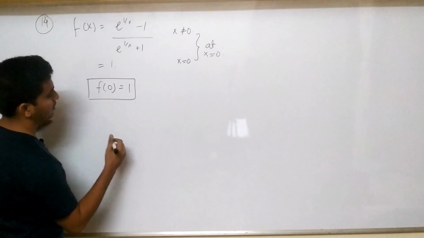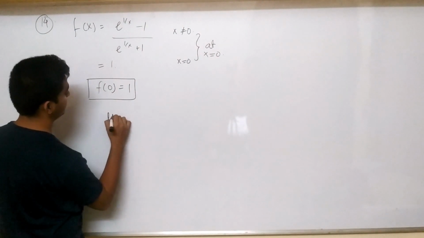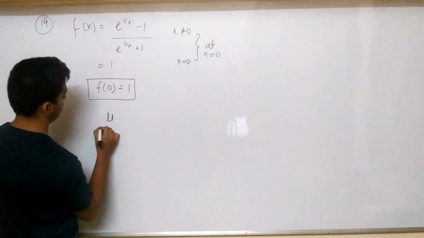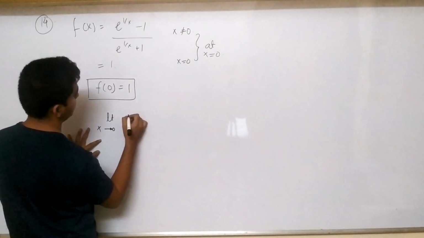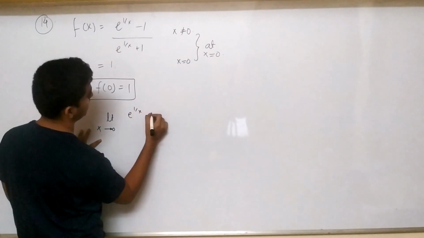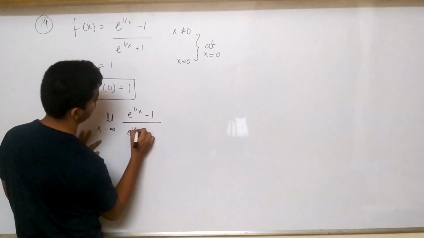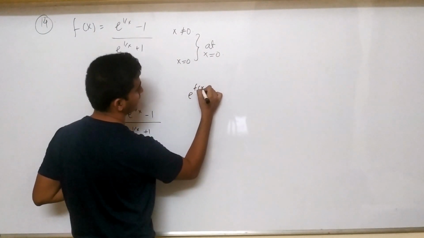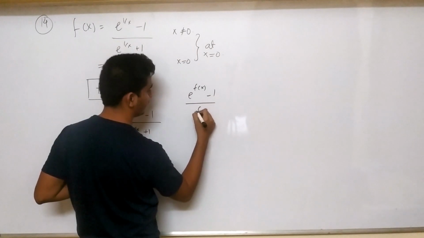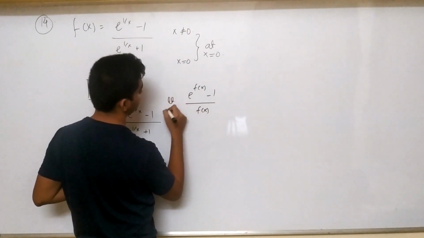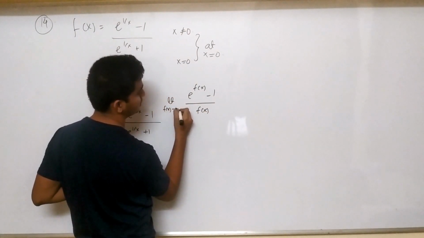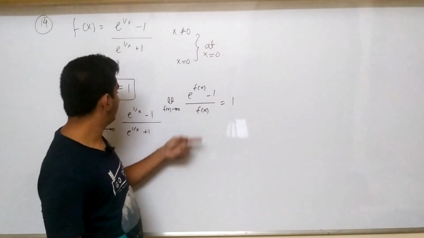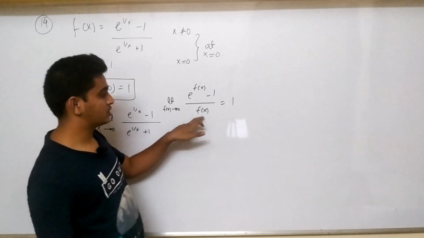Okay, so first take the numerator, right? We know that f of 0 is 1, which is given at x equals 0. Well, x tends to 0 for e raised to 1 upon x minus 1, everything divided by e raised to 1 upon x plus 1. Now we know a particular formula that e raised to f of x minus 1 divided by f of x, when f of x tends towards 0, is 1, right? So we can use this formula and turn this example into such a formula, right?